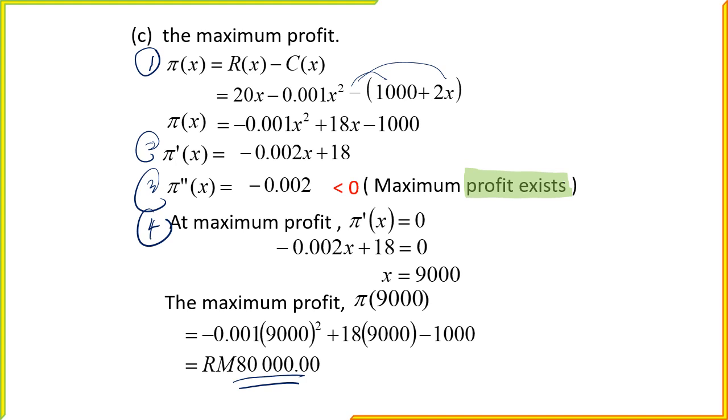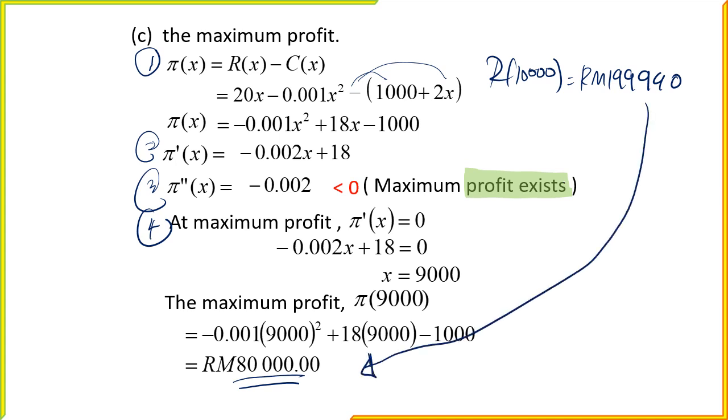But in question B, we actually have the revenue at 10,000 units equal to RM199,990, which is bigger. But remember, this is revenue.